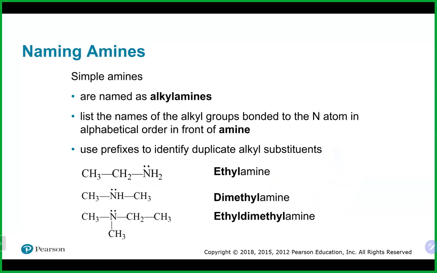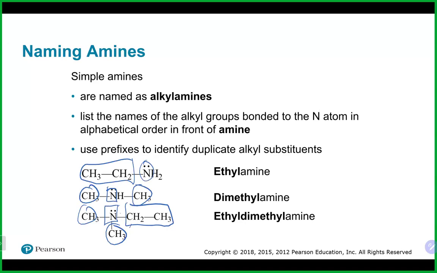As I mentioned before, for simple amines, we just name the groups that are attached to the nitrogen, put the alkyl groups in alphabetical order, and then simply put amine at the end. Here, there's just 1 group attached, so that's going to be ethylamine. Looking at the nitrogen, this is very similar to what we do with ethers: go to the oxygen, go left and right. Same idea here. Go to the nitrogen and see what's attached to it. Methyl group, so dimethylamine. Here, ethyl group, methyl and methyl. So this is ethyl dimethylamine.